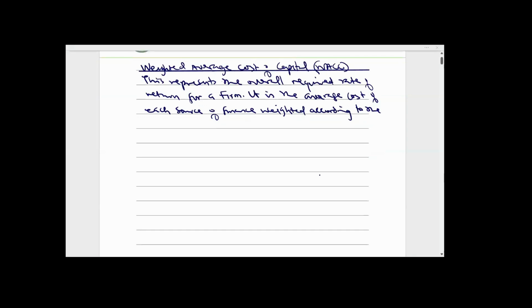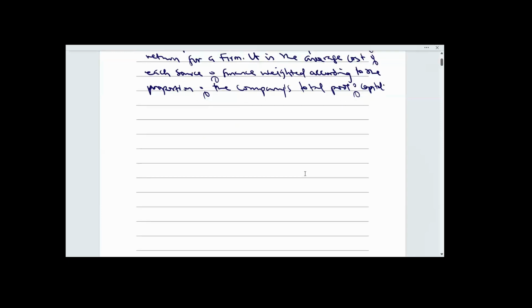Weighted according to the proportion of capital, according to the proportion of the company's total pool of capital. All right. So that is what weighted average cost of capital is all about. Let me explain further.